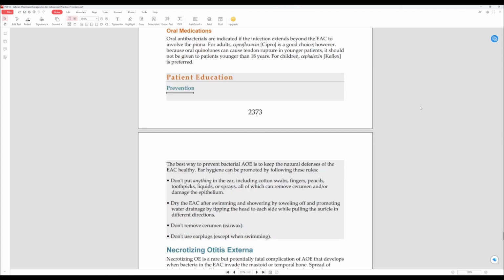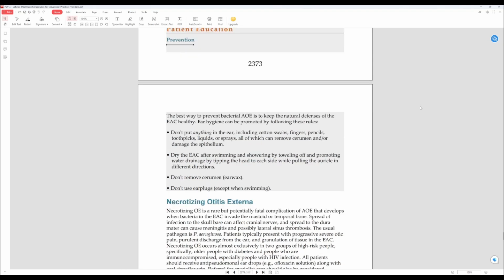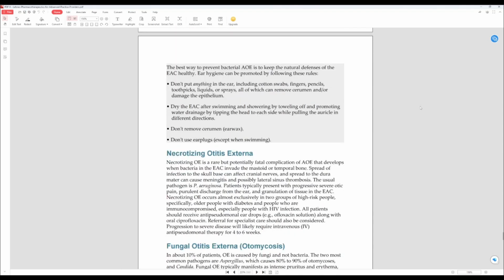So here's a good spot to hit pause so you can read over the patient education on prevention. The big things: don't put anything in your ear, which would include cotton swabs, and don't remove the cerumen or earwax, and don't use earplugs when swimming.